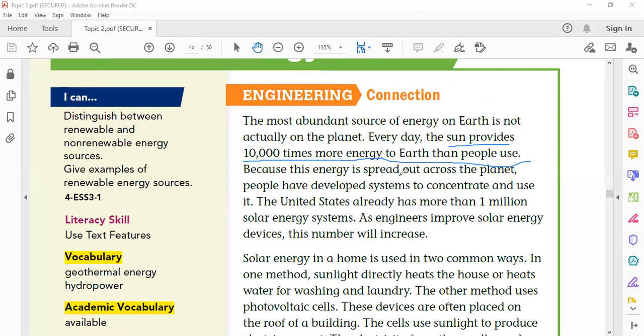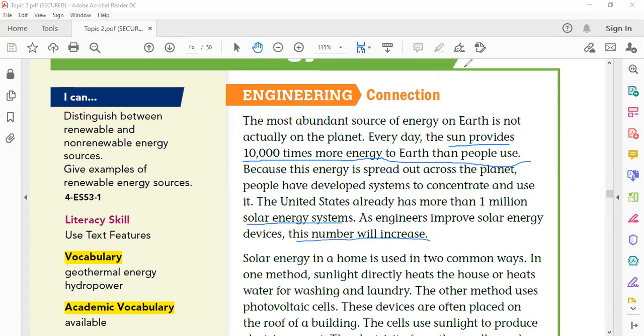Because this energy is spread out across the planet, people have developed systems to concentrate and use it. Of course, this huge amount of energy that comes from the sun, we must use it, and people use it to produce electricity, for heating, for many things. Okay. Now, the United States already has more than 1 million solar energy systems. As engineers improve solar energy devices, the number will increase.